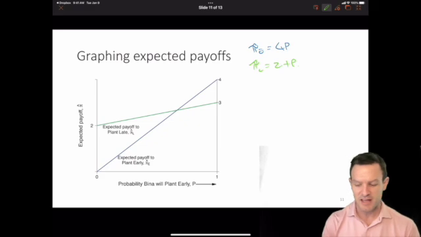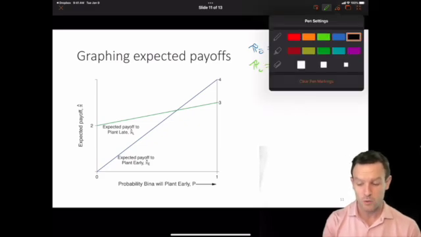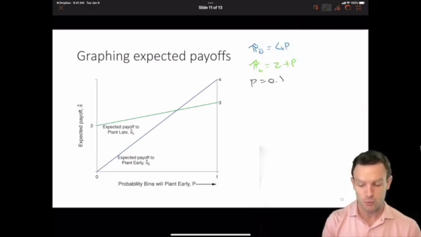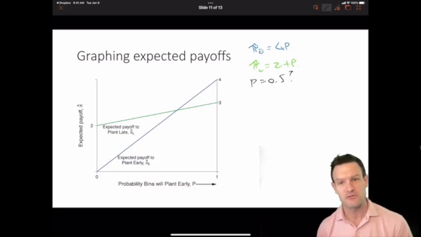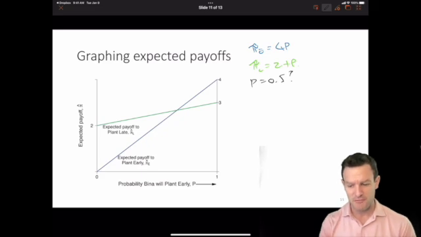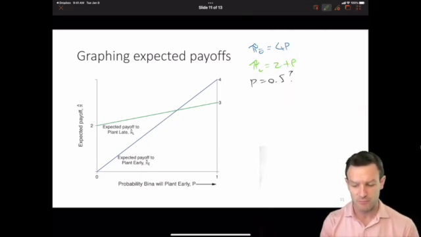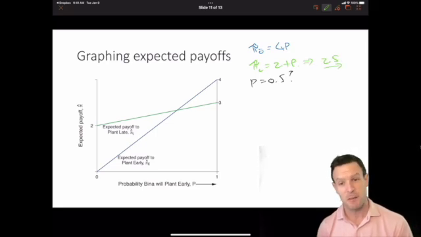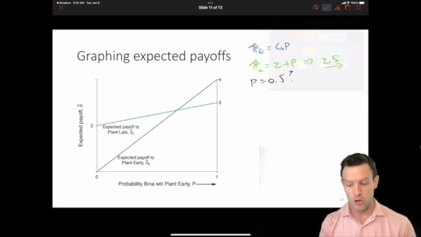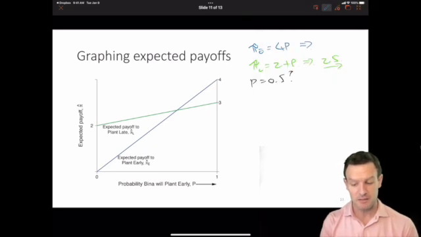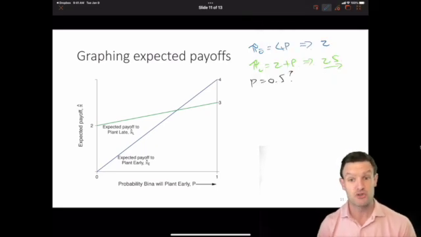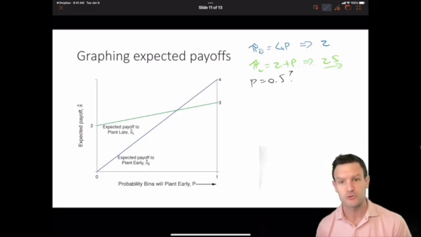We wanted to understand what would happen when p equals 0.5. What are the values of the different expected payoffs when the probability of each was equal to 50%? To think about that, let's just substitute the values in. When p is equal to 0.5, what does this become? This becomes 2.5. That's the expected payoff to playing plant late. With 4p, what does that become? That becomes 2. 4 times 0.5 is equal to 2.